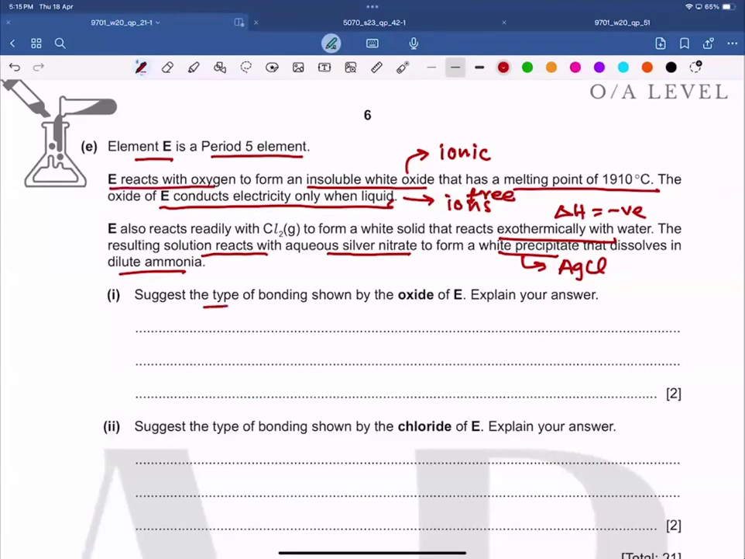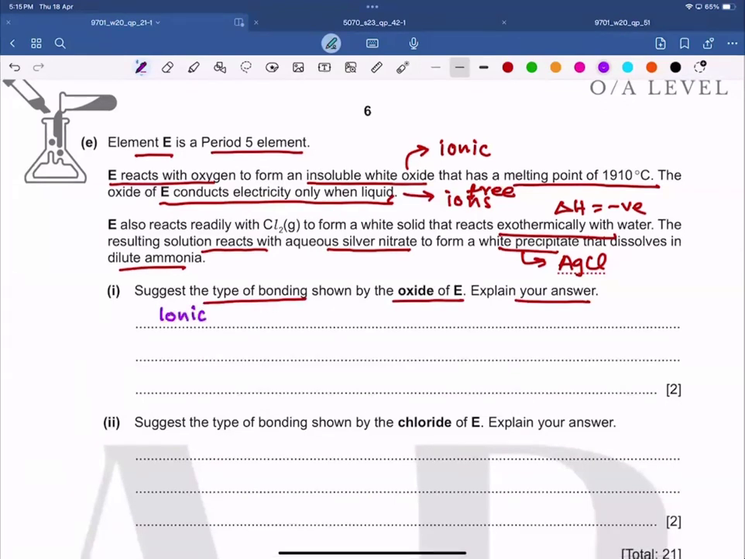Okay. Now, what they are saying is: suggest the type of bonding shown by the oxide of E. Explain your answer. So we will write: it has ionic bonding because when liquid, it has free moving ions. Is this understandable?